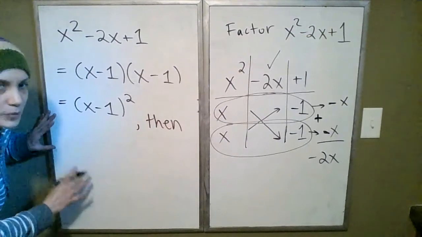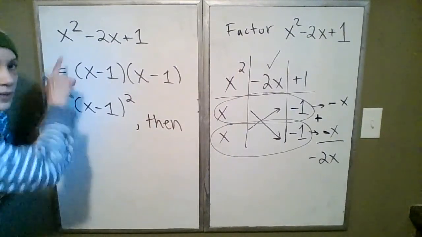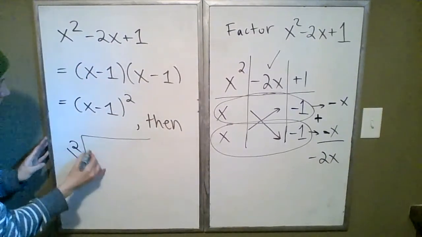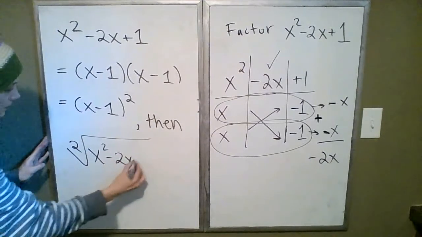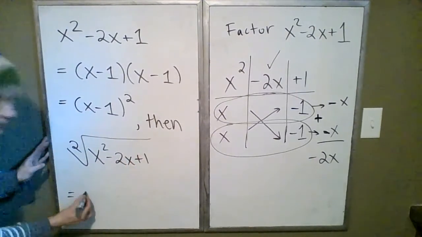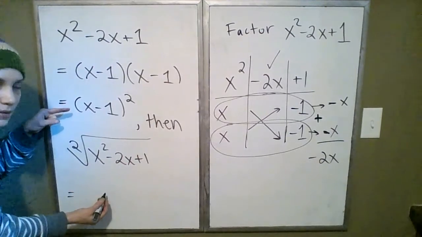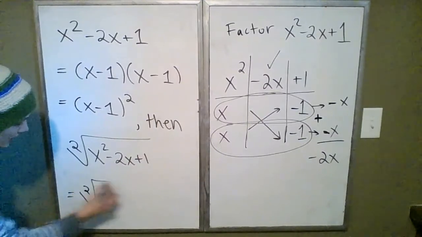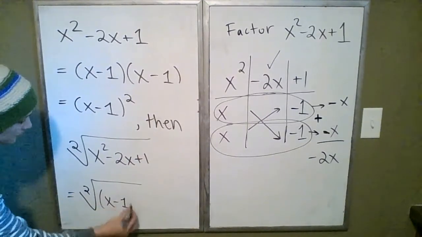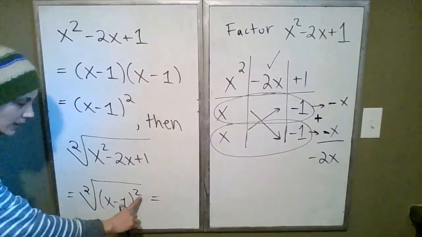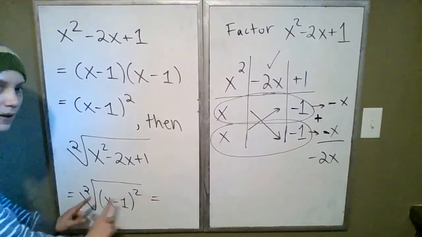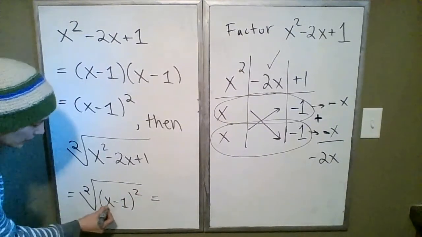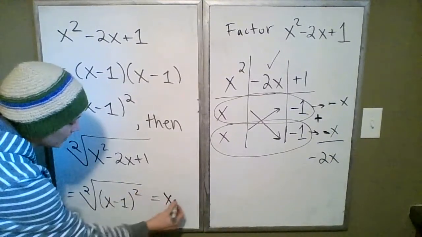So go back to the problem you're given. It was a root of x squared minus 2x plus 1, a square root. You have a square root of x minus 1 squared. Now we have a factor of x minus 1 with the power of 2 that matches that root of 2. So x minus 1.